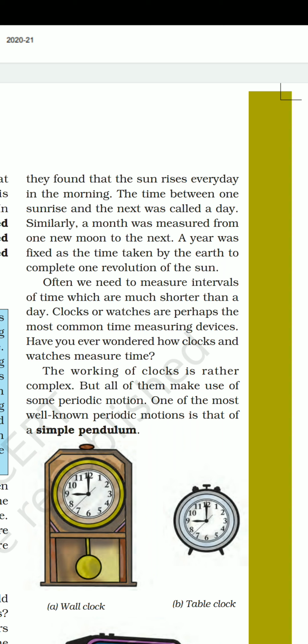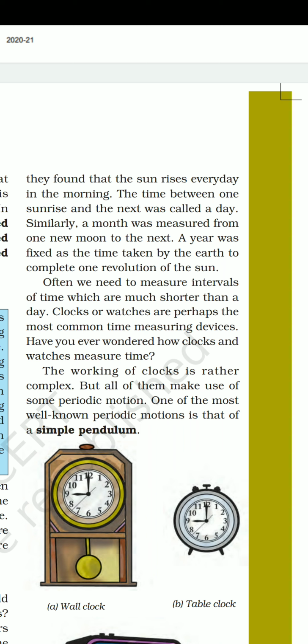Okay? Now, often we need to measure intervals of time which are much shorter than a day. This is where, I hope this line is clear, we need to measure intervals of time, meaning how much time is required, which are much shorter than a day. Clocks or watches are perhaps the most common time measuring devices. So which are the measuring devices? That is clocks or watches.